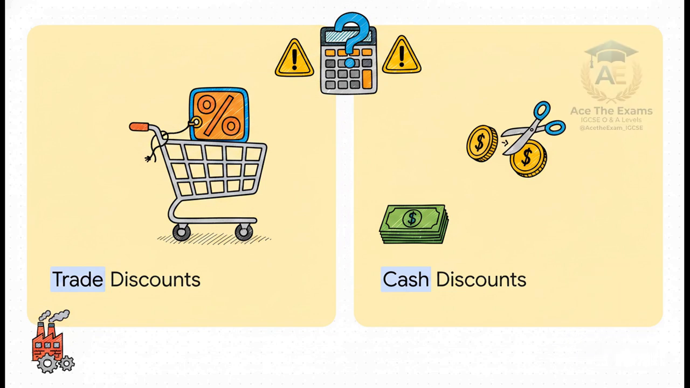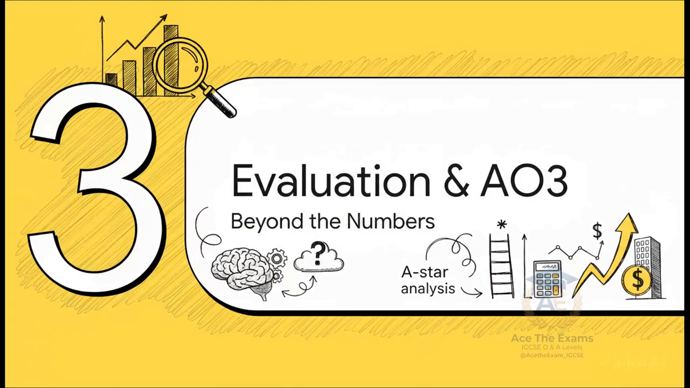Got it? The answer is that only the cash discount actually hits the ledger. Calculating these strictly and accurately prevents this whole cascade of errors later on. Oh, and a quick side note: always remember to note your state's symbols super clearly when you're dealing with manufacturing accounts. Section 3. Evaluation and AO3 skills, looking beyond the numbers.